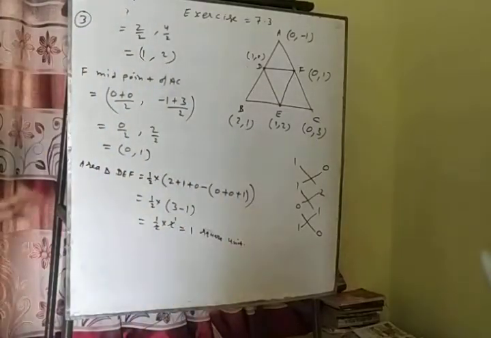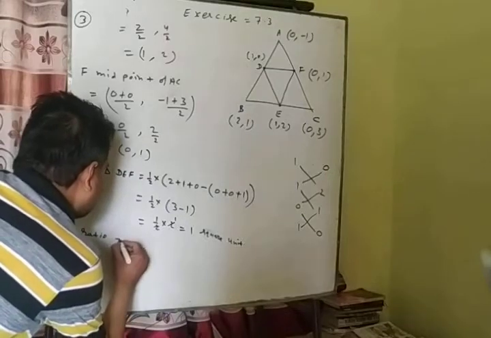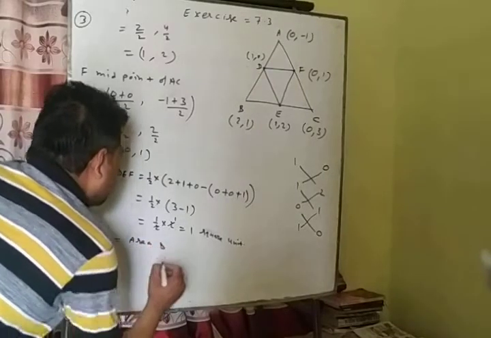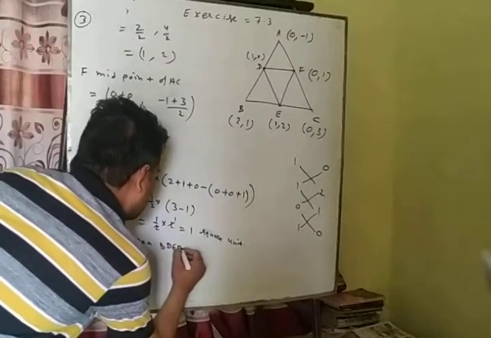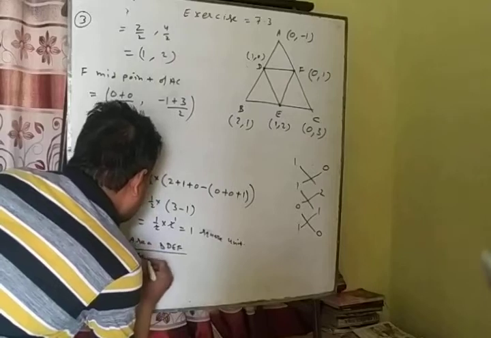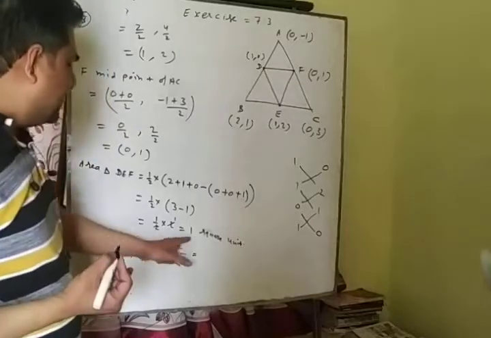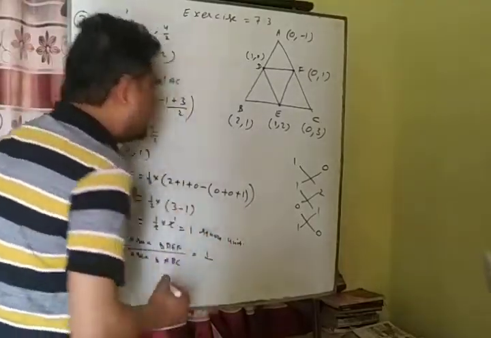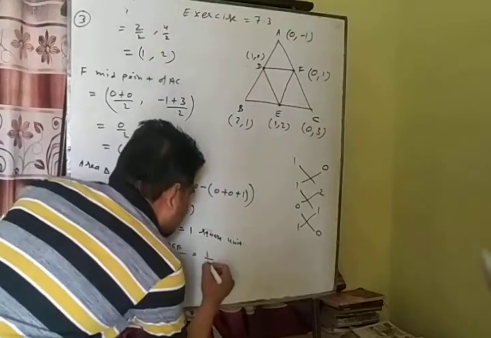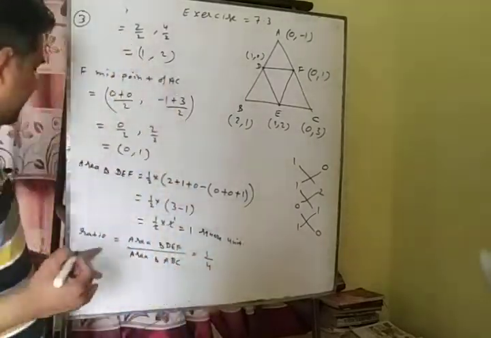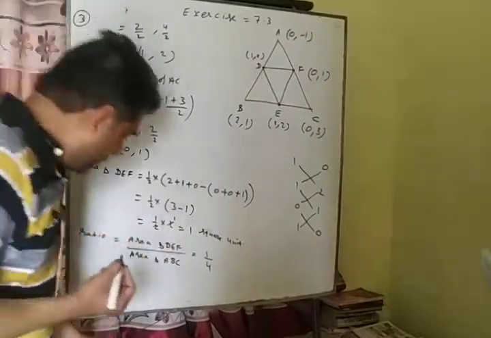Now find the ratio of area of triangle DEF by area of triangle ABC. Area of triangle DEF is 1, area of triangle ABC is 4. So we get 1 by 4. So ratio of area of DEF and area of ABC is equal to 1 ratio 4.